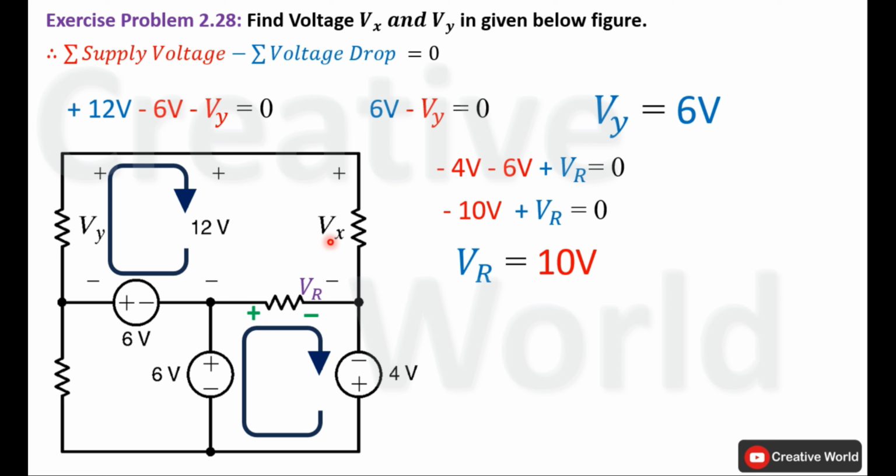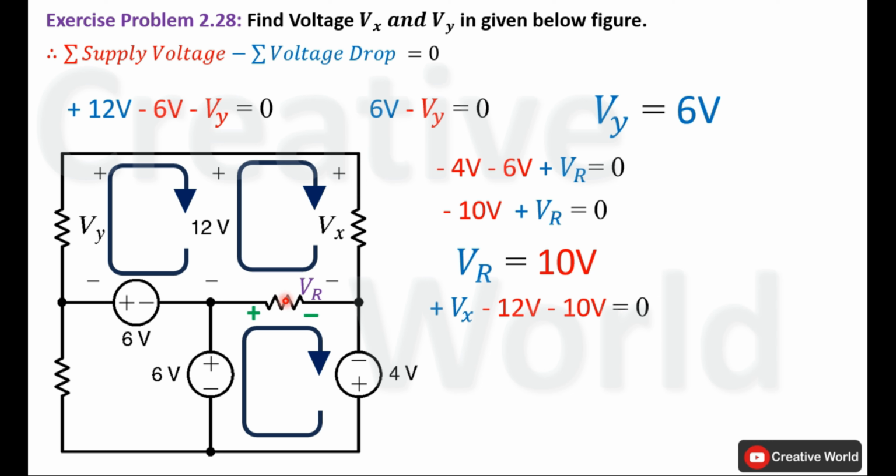For that purpose, we will identify the direction of current inside this loop. I am taking clockwise direction and write KVL equation for this imaginary closed loop circuit. I will start from here. Current entering terminal is positive, so voltage Vx will be taken with positive sign.